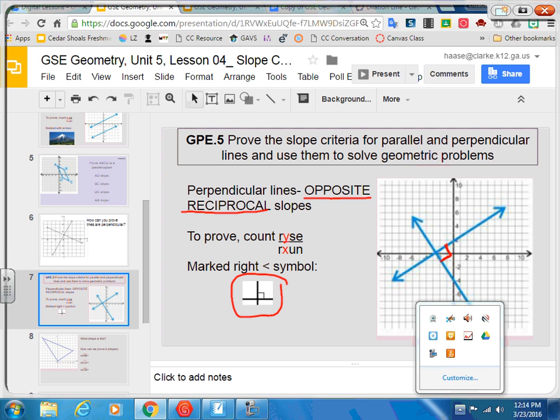If the slopes are opposite reciprocal, your lines are perpendicular, you put the box. If the slopes are the same, then the lines are parallel. And how do you show they're parallel? The arrows. You marked it with arrows. Very good in the back. All right, so let's check out one last example here.